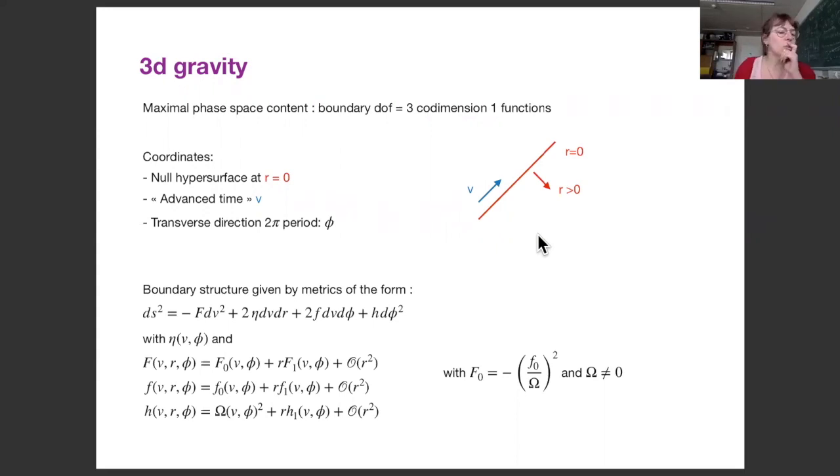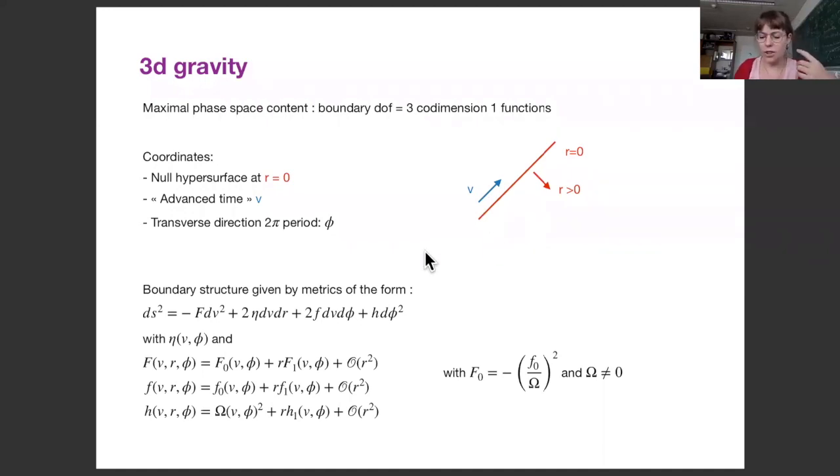So I have chosen some coordinates. I decided to put my null hypersurface at the coordinate r equal to 0 here. I have a coordinate running along this null hypersurface, which I call advanced time. It's not really a time because it's on the null hypersurface, but it will be easier to say it like that. So that's the v coordinate. And after, you also have the last coordinate, the periodic coordinate phi, that is the angle. So that's making the S1 that you have in 3 dimensions here.